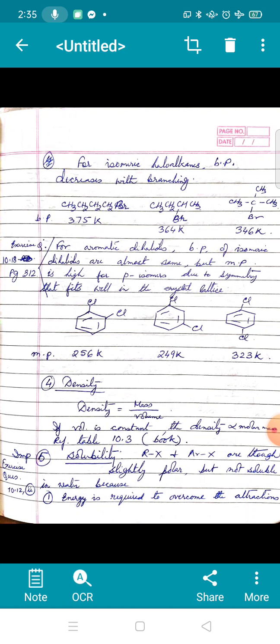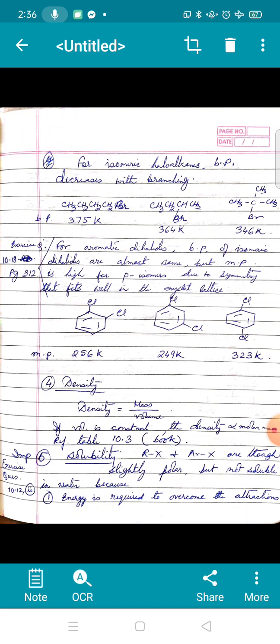Next is density. Now we know that density is mass by volume. Now it's quite clear, as the mass keeps on increasing, by keeping the volume constant, the density also will keep on increasing. For this you can refer to table 10.3 from your textbook. Alright, solubility, very, very important. It is also exercise question 10.12 from your exercise.